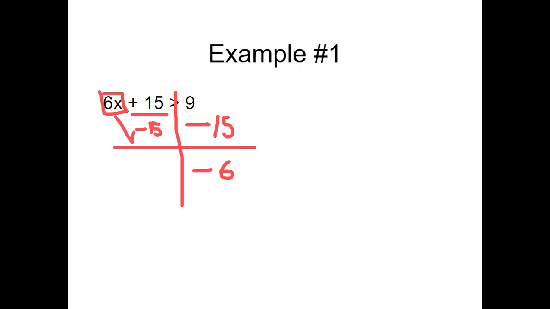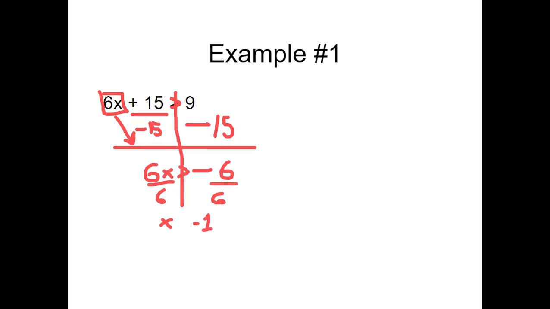Now I can bring down what I boxed up. So now I have 6 times x is greater than negative 6. If I have 6 times x, the opposite would be to divide by 6. So I'm going to divide by 6 on both sides. I'm left with my x all by itself, and then I have negative 6 divided by positive 6, and that's going to give me a negative 1.